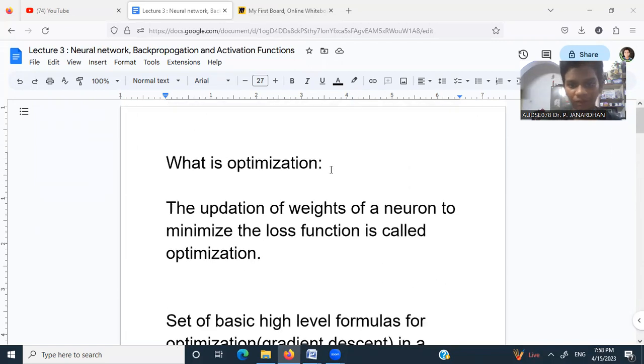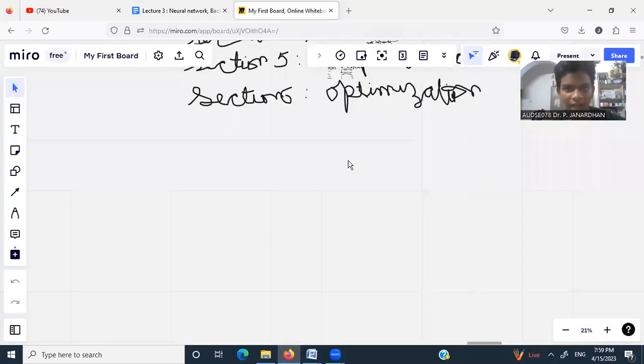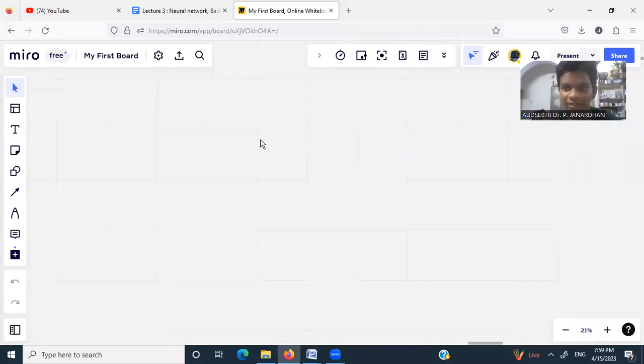First we have optimization. As I mentioned in the earlier video, we should update the model's weights such that the loss function is as small as possible. I'll just make you revise it.